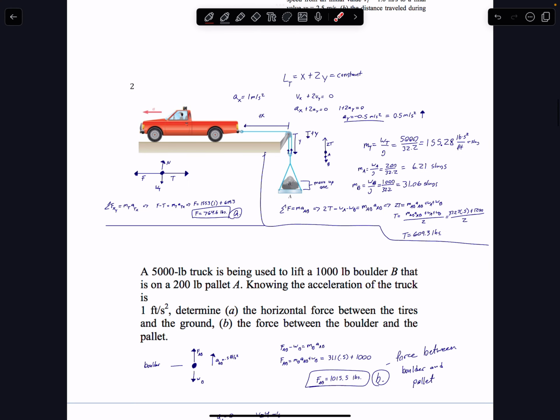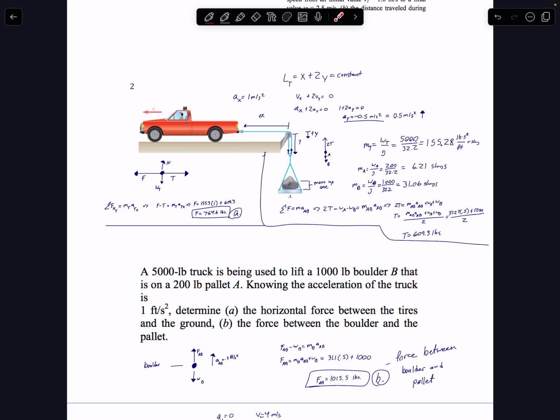Let's see, problem number 2. We have a 5,000-pound truck being used to lift a 1,000-pound boulder that is on a 200-pound pallet A, knowing that the acceleration of the truck is 1 foot per second squared. So we know it's going that way, accelerating at 1 foot per second squared.